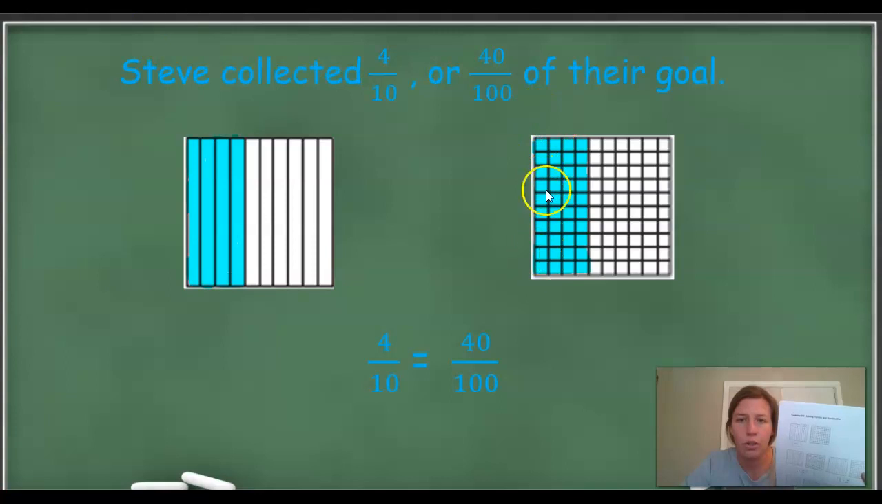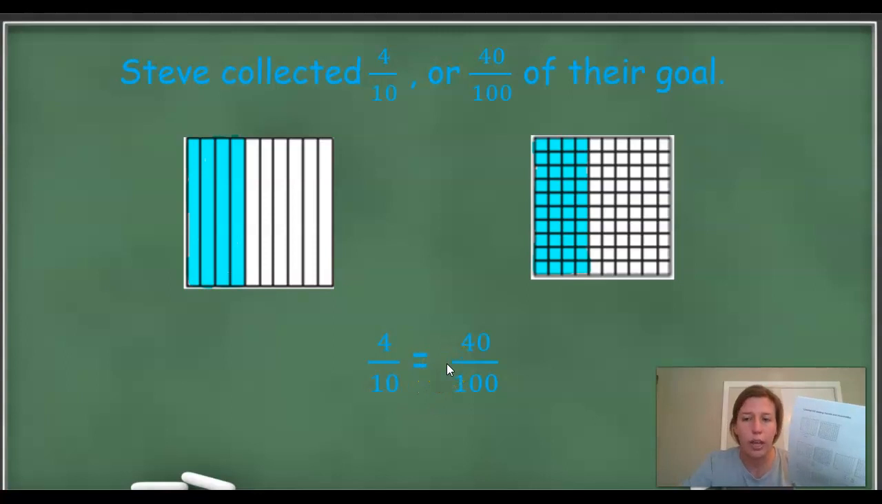You have 1, 2, 3, 4. 4/10 is going to equal 40 hundredths. So you have 10, 20, 30, 40. So 4/10 equals 40 hundredths.